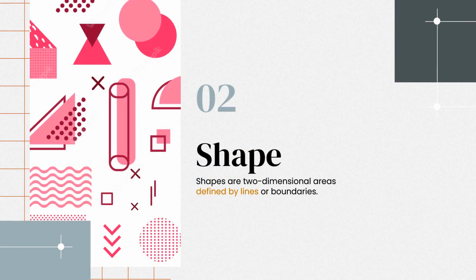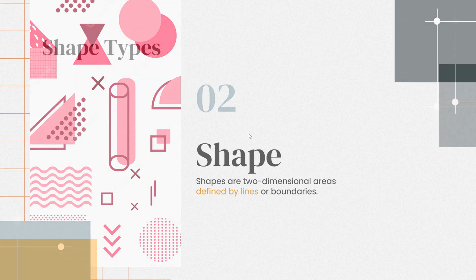So the next element we are going to talk about is shape. So what are shapes? Shapes are two-dimensional areas defined by line or boundaries. So I have a certain shape. The shape is defined by boundaries or a line. Any shape here could be defined by a line or a boundary, even if you cannot see it. So here is a boundary that defines my shape.